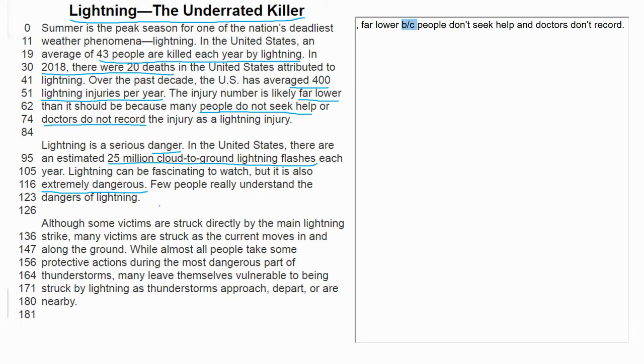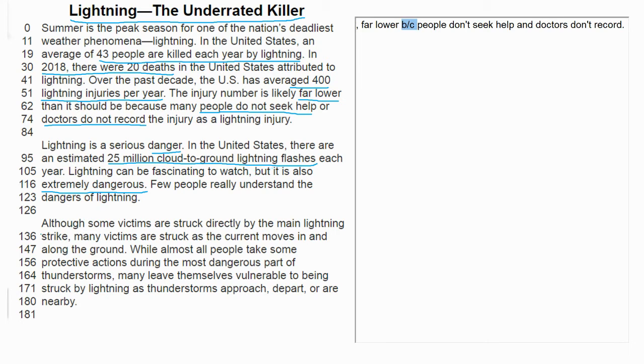Okay, so I didn't really see a lot of information in this paragraph that I needed to remember. Lightning is dangerous. We know that, and so I'm going to write that down. And I think the only other thing that I'm going to write down is that there are 25 million cloud-to-ground lightning flashes. That's a lot of lightning that happens every year.